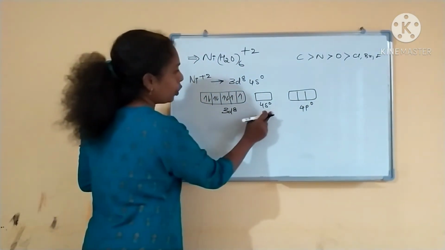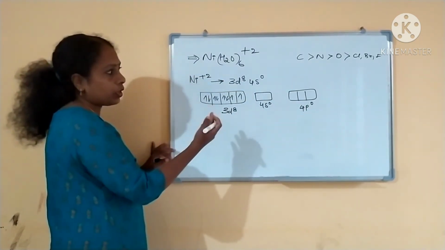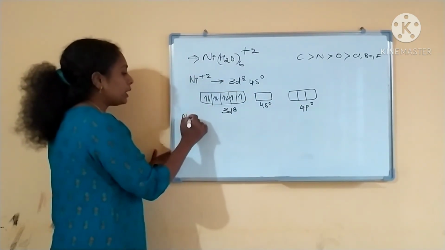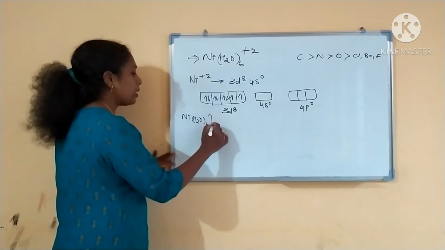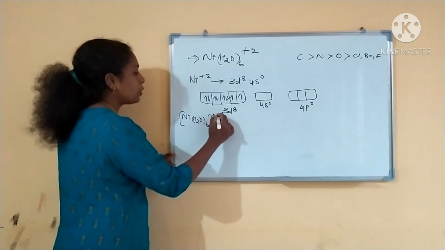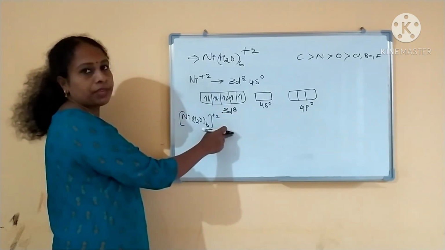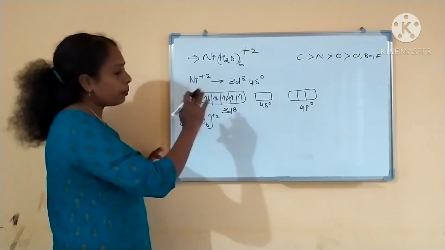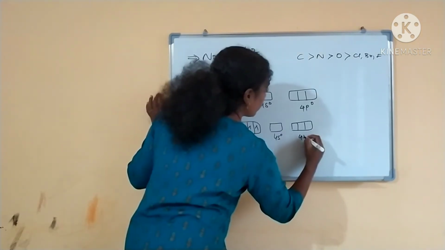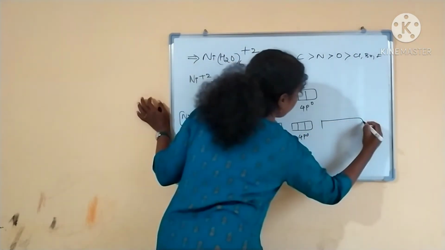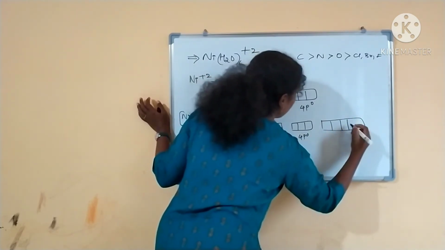3d8 4s0 and 4p0 is the electronic distribution, right? If you see the case of Ni(H2O)6 2+, since the water is a weak field ligand, it will not cause any pairing. So then what will happen? The 4p0 and 4d will be left out.